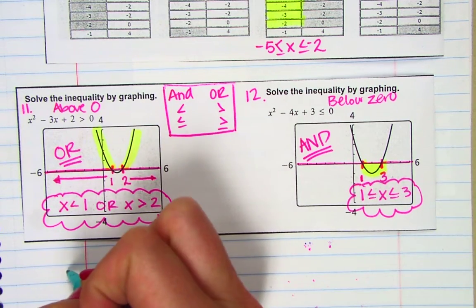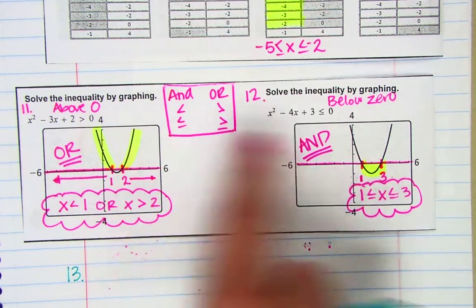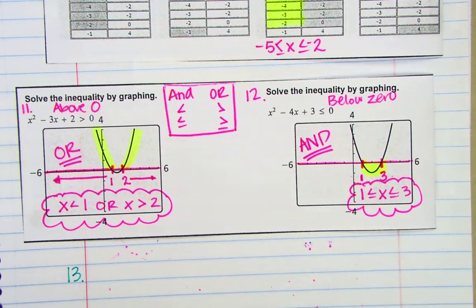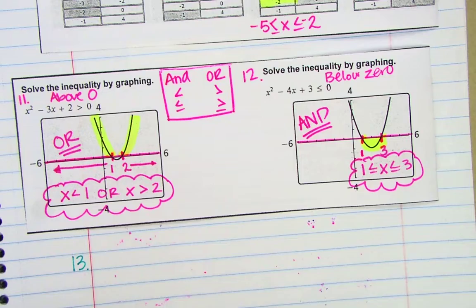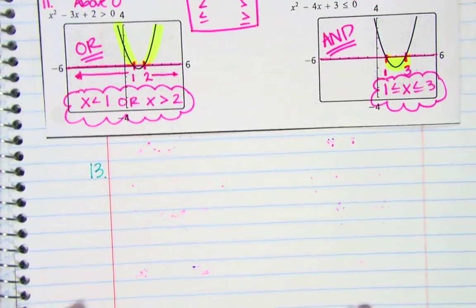Number 13. We're asking the same question as we've asked on 10, 11, and 12, only number 13, we're going to have an equation. And they want to know the same thing. But I'm going to still draw the graph because I think it's easiest to see it on the graph.